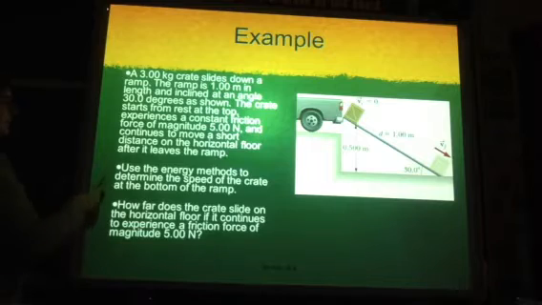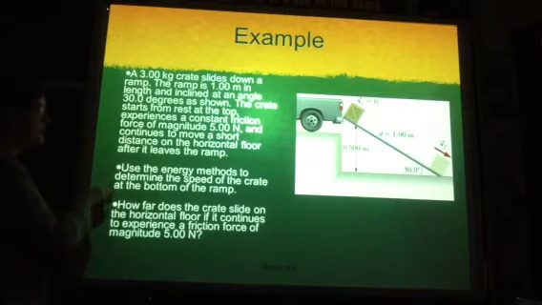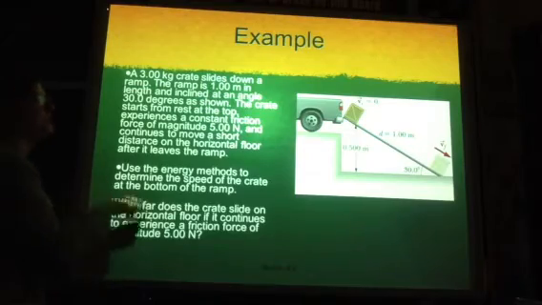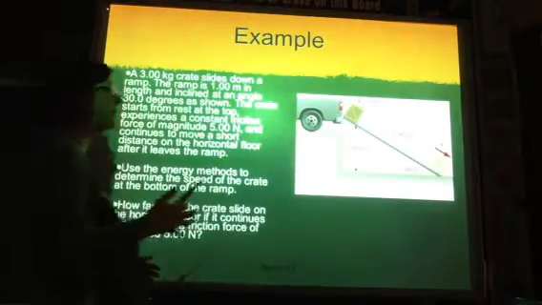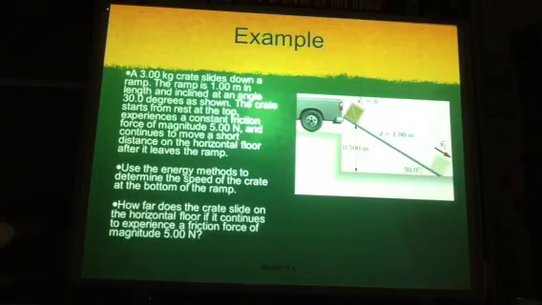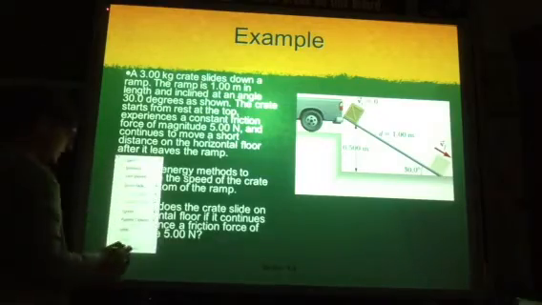The first question says use energy methods to determine the speed of the crate at the bottom of the ramp. So initially it was at 0. It's going to move down this ramp. Friction is in play here. I want to know the speed of that crate at the bottom of that ramp. I've asked you to use energy methods because of course you can do kinematics with this. But it's important that we know not only how to do this with kinematics, but also with energy methods. So let's do this first problem.